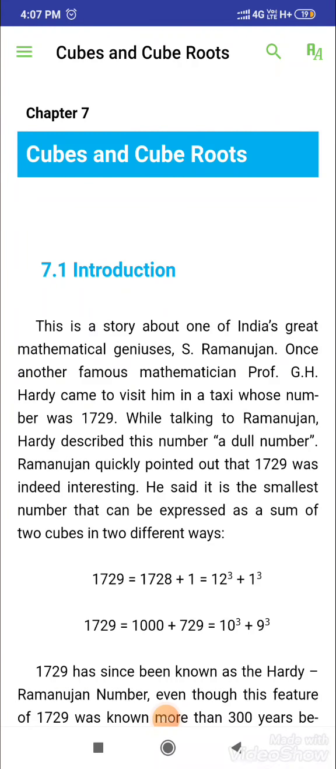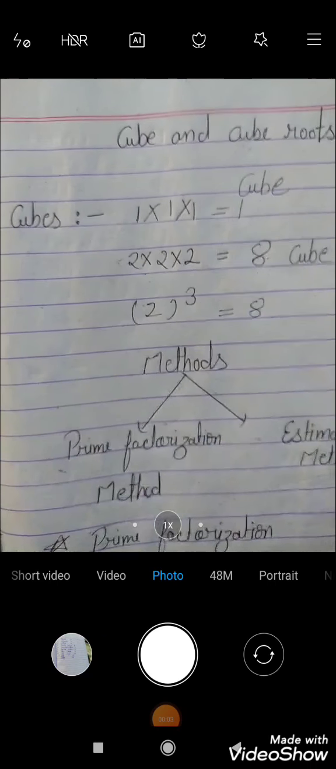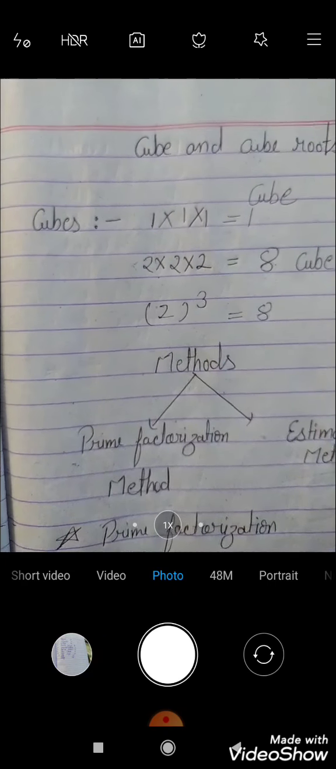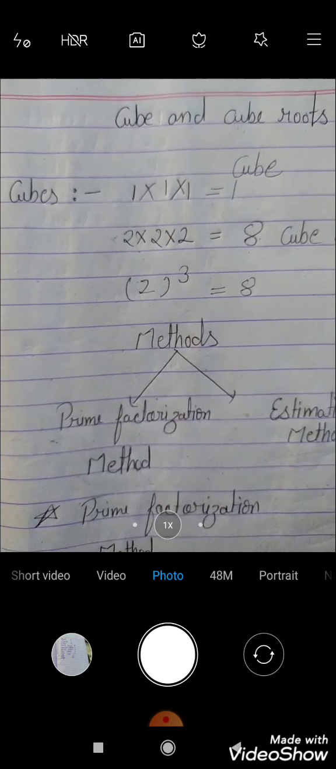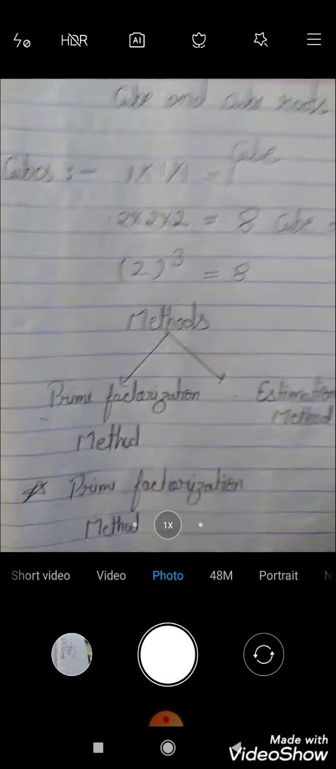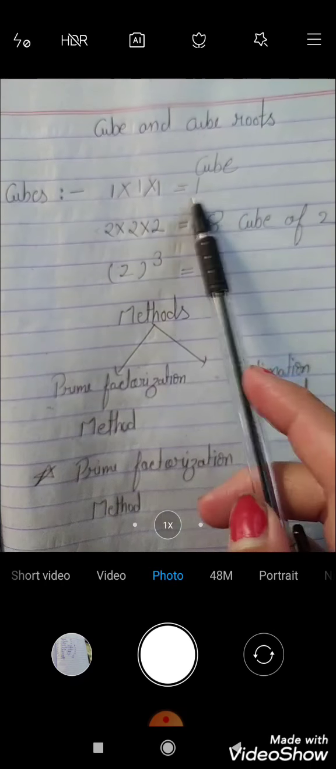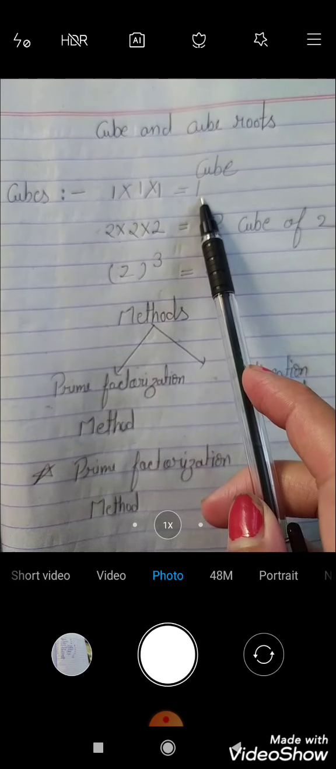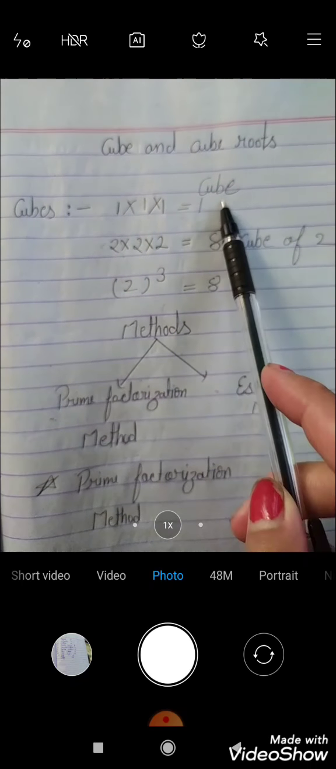Hello everyone. Today we are going to start the 7th chapter of class 8th, cubes and cube roots. So the first topic is cubes. When we multiply a number by itself 3 times, then the product is known as the cube of that number. For example, if we multiply 1 by 1 by 1, then we obtain 1 as the result of this product. So this result is known as the cube of 1.